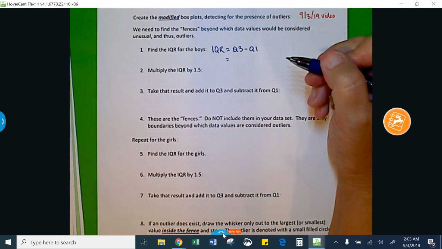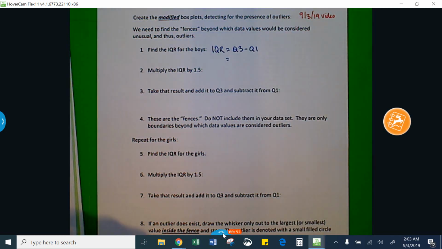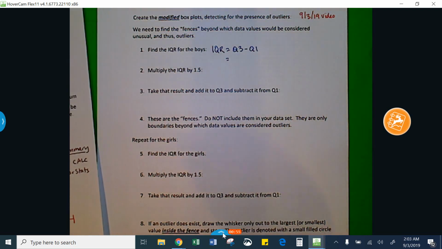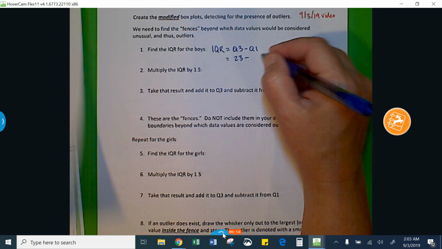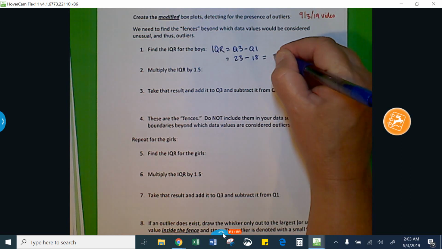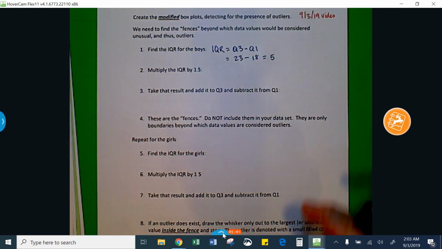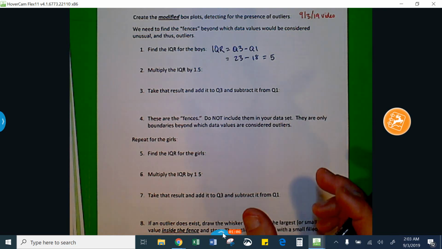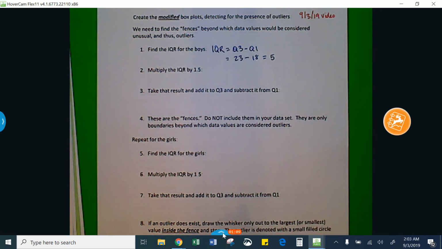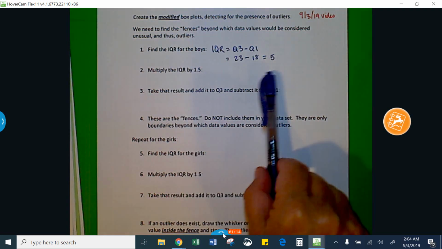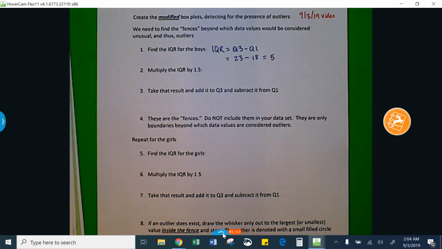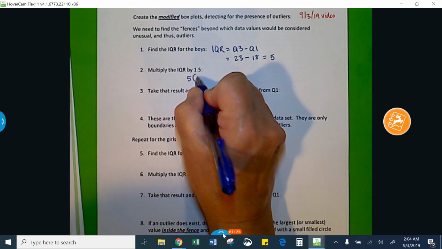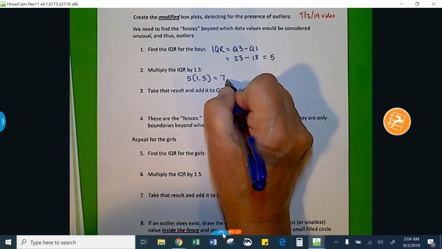And then if we look back at our data for the boys, quartile 3 was 23. Quartile 1 was 18, so the interquartile range for the boys is 5. That gives us an idea of how widely dispersed, we could say, the middle 50% of the data is. In order to calculate the fence, we're going to take this interquartile range of 5 and multiply it by 1.5. And that'll give us a boundary that's going to serve as this fence. So we'll just take this 5 times 1.5, and that equals 7.5.